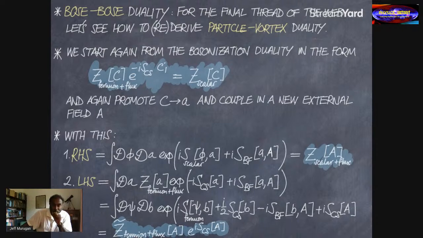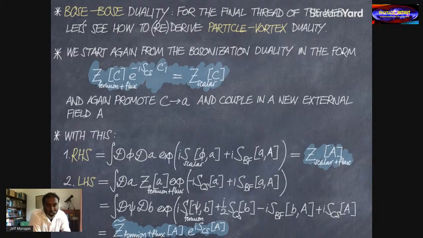And then finally, I can use the combination of these two to derive a Bose-Bose duality. And this is the final thread in this three-dimensional duality web. Basically, it goes in pretty much the same way. I start off with the bosonization duality that relates fermion plus flux to a scalar. I promote the external gauge field, in this case C, to a dynamical field, and then I couple in a new external gauge field, which I'm going to call A, capital A.